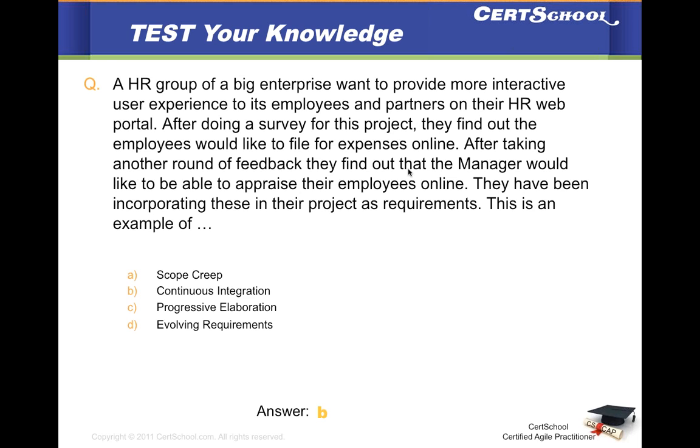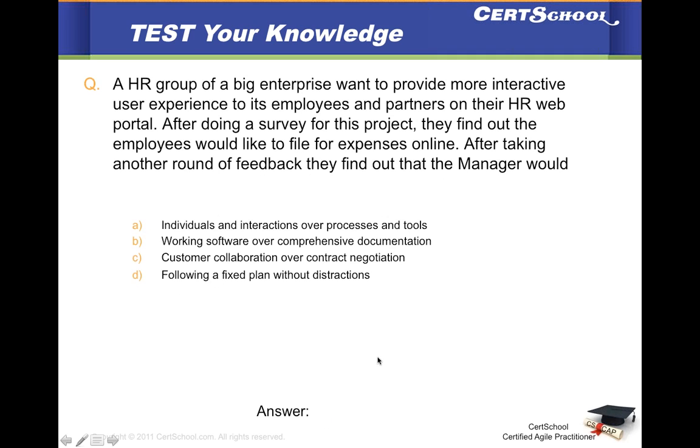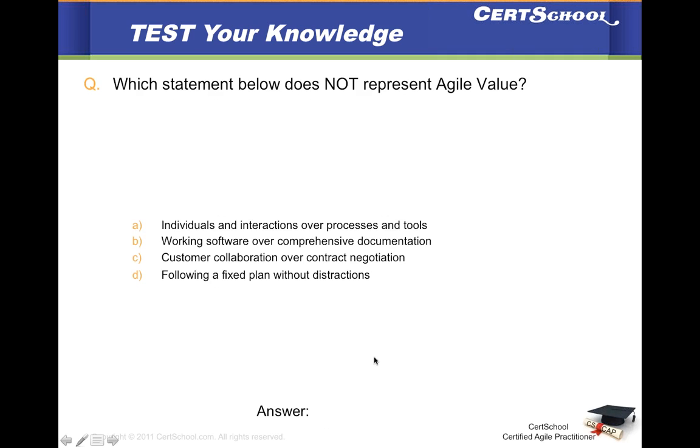It is a planned activity. They're doing a second round to take feedback, or a second round of survey. It is a planned activity, so that they are able to elaborate and detail their project plan. So progressive elaboration is the correct answer. Sorry about the incorrect answer printed on the slide. Okay, next question.